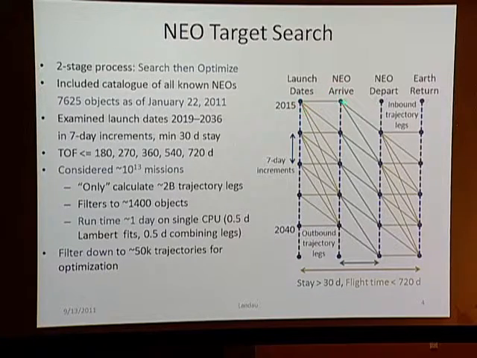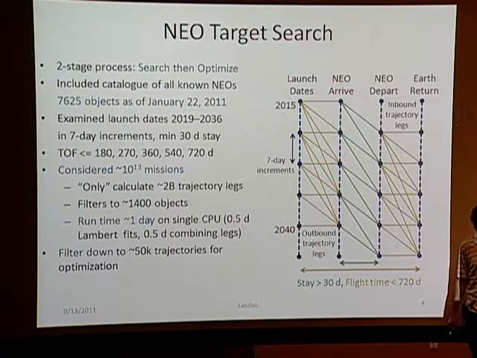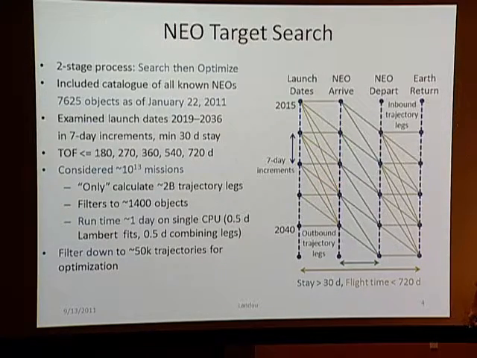The second design variable is your NEO arrival date. The third is the NEO departure date, and the fourth is your Earth return. So these are the four things we saw on the slide before. And in terms of setting up an actual problem, this is how I set it up. We get all these different dates here, all these different dates here, and basically just plow through all of them with Lambert fits. Since Lambert fits are based off a conic, it's relatively fast. So you're able to calculate about 2 billion trajectory legs in a day if you have a decent Lambert solver.